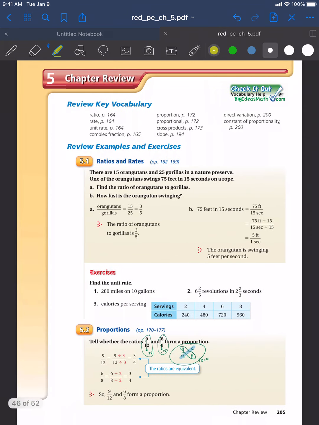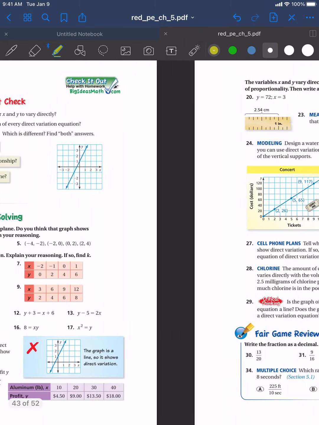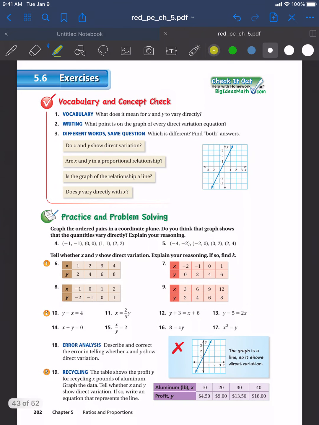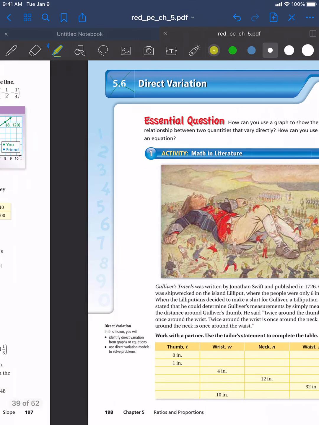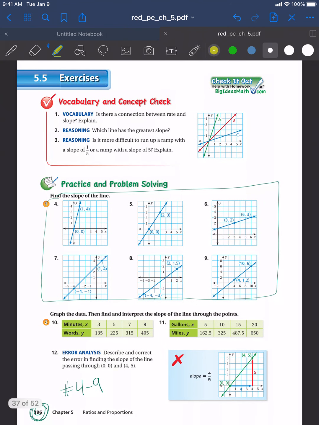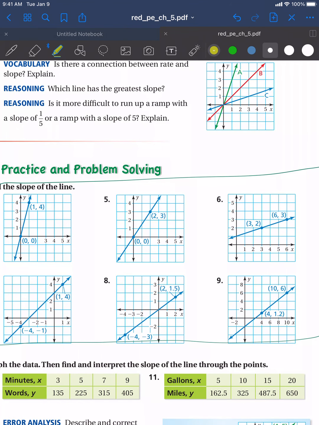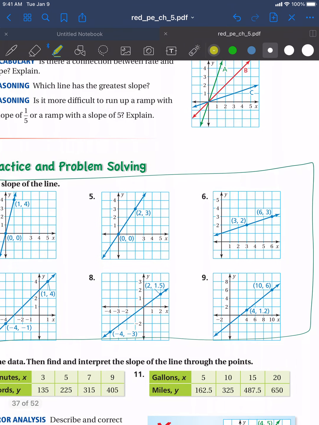Your homework last night, right here, I believe. Oh no, this is 5.6. 5.5. This was your homework, right? You didn't have to draw any graphs. They're right there. You just had to find the slope. So you guys must not have understood how to find slope, that you just broke them up.